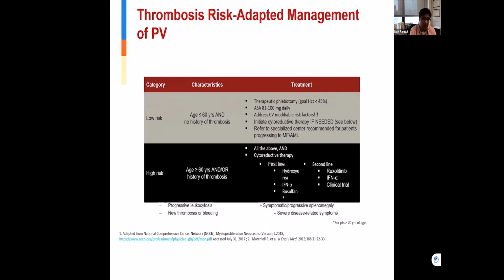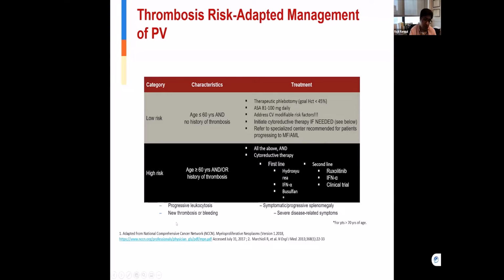So the way we manage PV currently, and I think this is going to change, and I'll talk about that at the end of this section, is that we say people are low risk or high risk. They're low risk if they're under 60 and never had a history of a blood clot, and they're high risk if they're over 60 and/or have had a history of a blood clot. And we treat people with phlebotomy and aspirin if they are low risk, and if they're high risk, we give them medications, which we'll talk about, and aspirin.